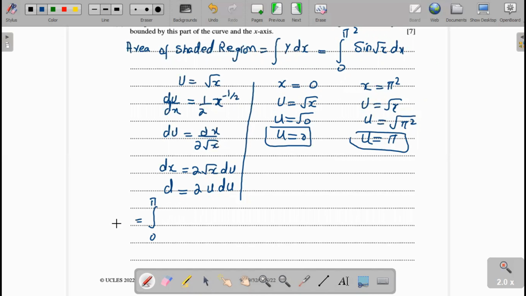And here the area is written as it is: square root of x is u, so sine u into dx, and dx is 2u du. Now this can be written as 2 times the integral of u sine u du.